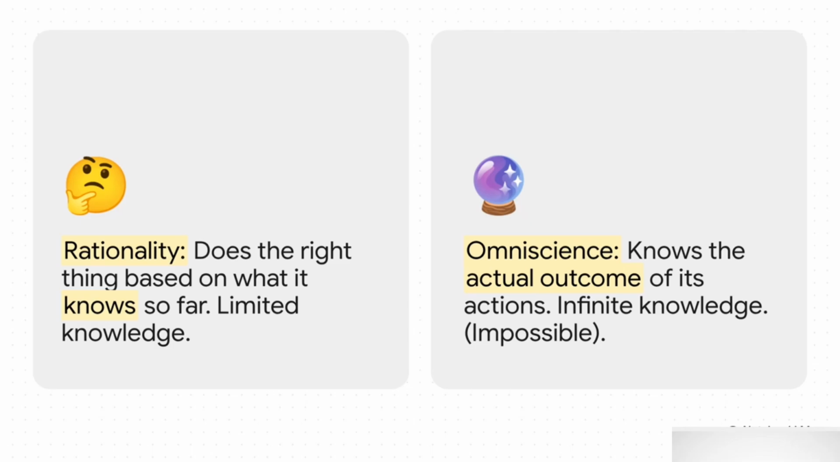And this is a super important distinction to make. Being rational is not the same as being omniscient or all-knowing. An omniscient agent would know the future, right? It would know exactly what's going to happen. But that's impossible. A rational agent is just making the smartest play with the cards it's been dealt. It does the right thing based on the information it has right now.